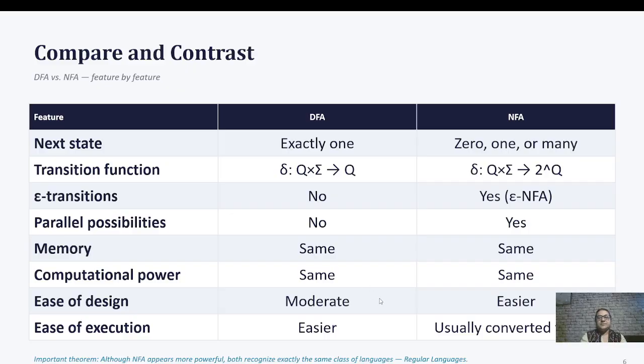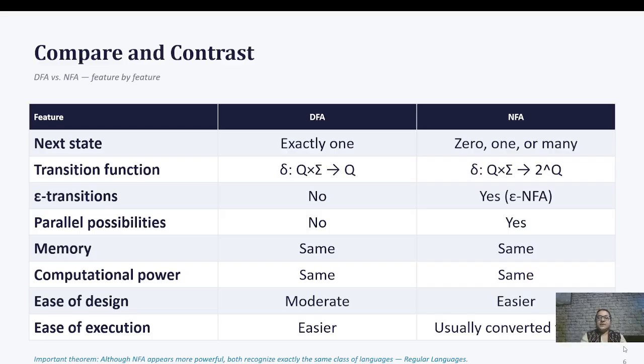This table summarizes the major differences between DFA and NFA. In a DFA, every state has exactly one transition for each input symbol. In an NFA, there may be 0, 1 or multiple transitions. The transition function for a DFA maps to a single state, whereas the NFA can map to a set of states. A DFA does not allow epsilon transitions.